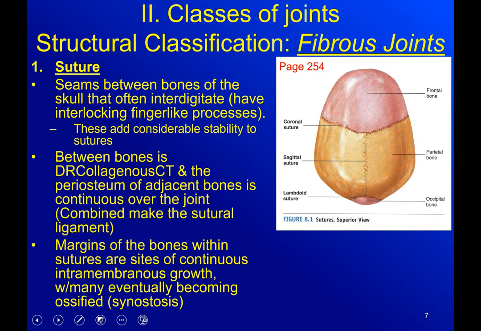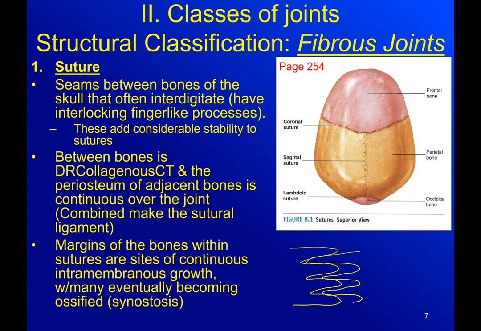Sutures you already know because we've worked on the skull in lab. They're seams between bones of the skull that often interdigitate or have interlocking finger-like processes, and they add considerable stability. So if you put your fingers together and they interlock, that's interdigitate. And the fact that you don't have two smooth ends means that if I shift around, I'm not going to be able to actually shift the bones because they're interdigitated, like you see here in this picture that I've drawn.